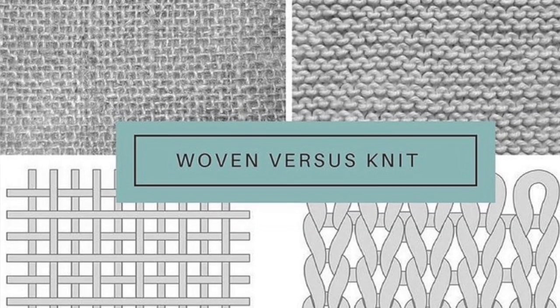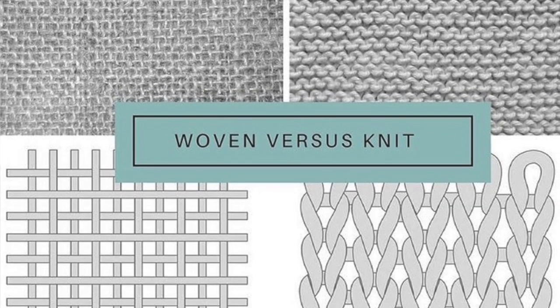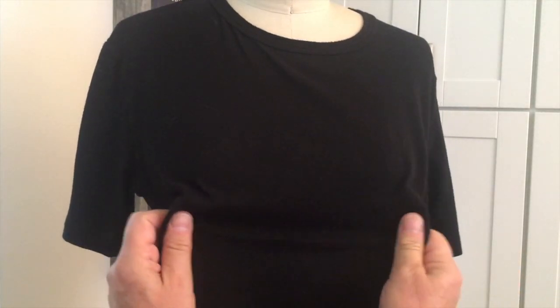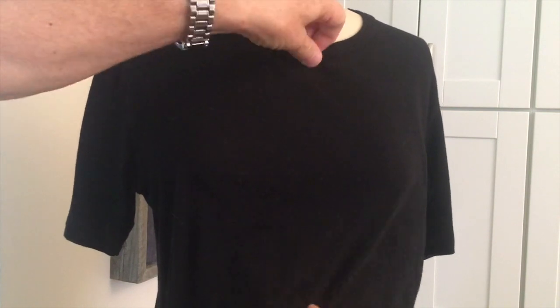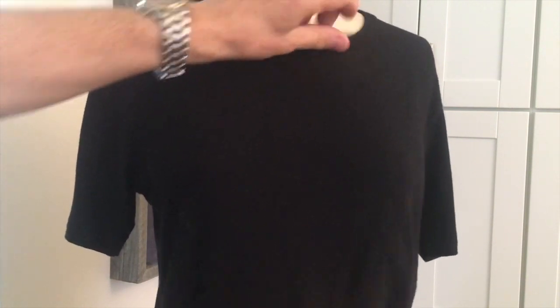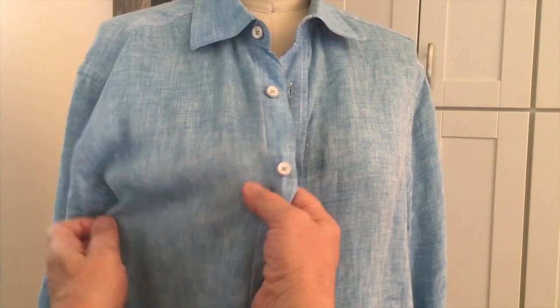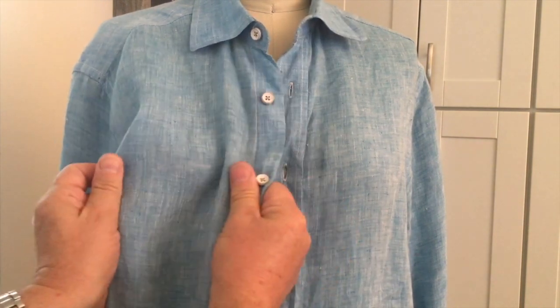Fabric is a very, very important element in designing. So it's very important to get to know fabrics really, really well. Fabrics can be broken down into two categories. There are woven fabrics and knit fabrics, and they behave differently. A knit fabric, for example, like a t-shirt: if you look at a t-shirt and you stretch it sideways, you'll see that it stretches, whereas woven fabrics will not stretch.